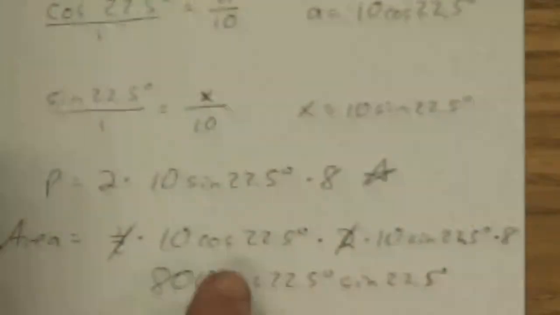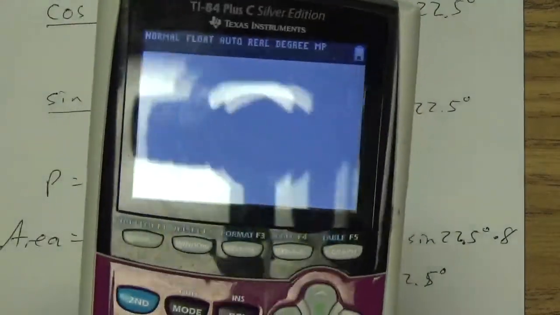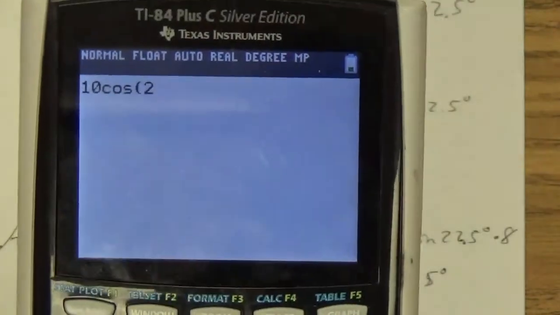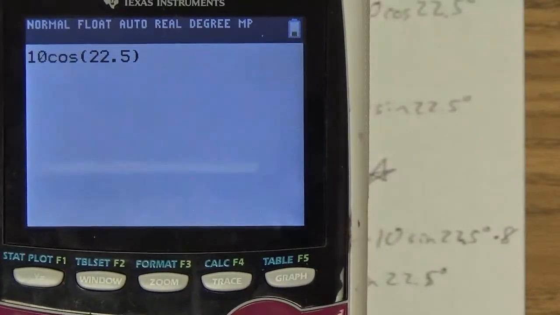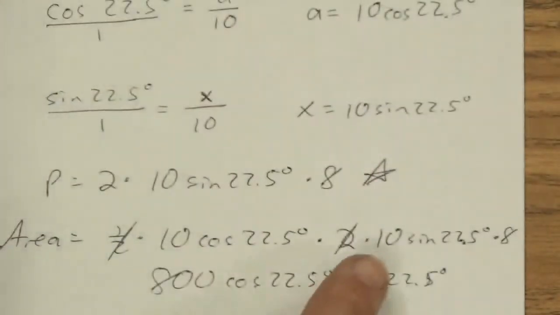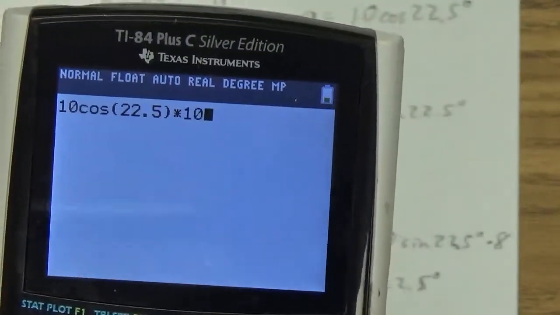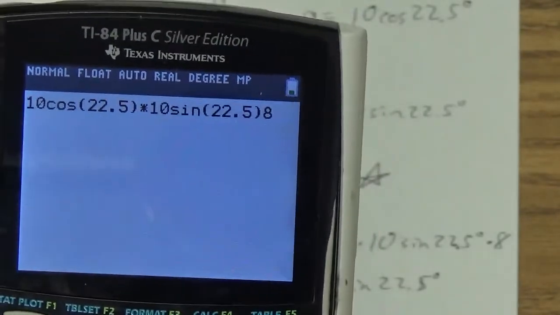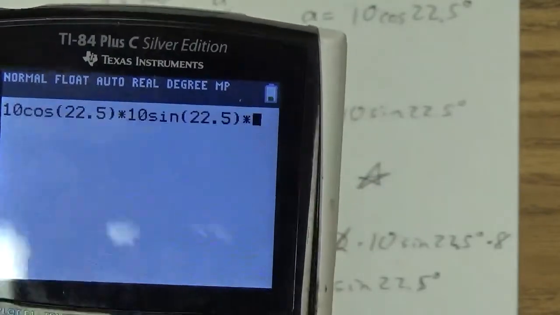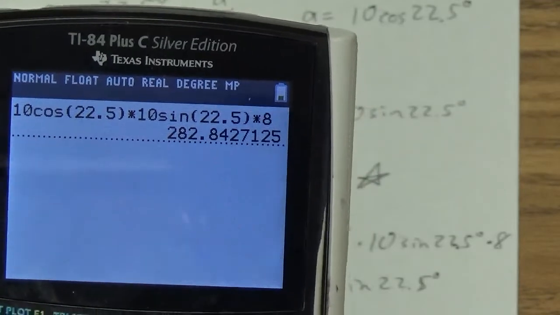Okay. So now I'm going to show you the first way, the long way. 10 cosine 22.5 times 10 sine 22.5 times 8. So 10 cosine 22.5. You must close that parenthesis. If you do not close that parenthesis, it's going to be wrong. Okay, that's very, very, very important. Okay, times 10 sine 22.5. Got to close the parenthesis again. If you don't close the parenthesis, it's going to be wrong. And then times the 8. If you just put 8, that's fine. If you want it times 8, either way, it's both acceptable. And there's your answer, 282.8427125. It just keeps going and going and going.